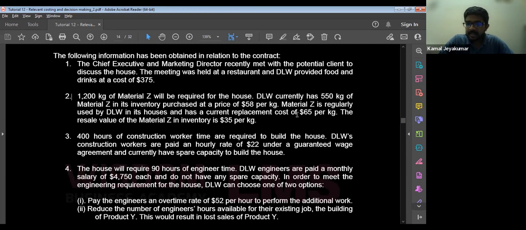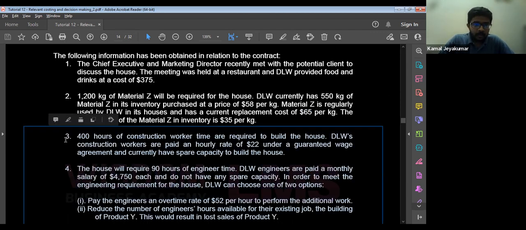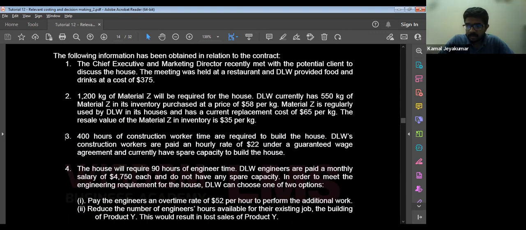Now, the replacement cost is basically the market price. So that 650 kilograms also you have to buy at $65. So technically the entire 1200 you have to purchase, right? 650 new purchase, 550 replacement of inventory that you used, all at $65 per kilogram. So $65 into 1200 kilograms, the answer will be 78,000. Point number 3, relevant cost is zero.